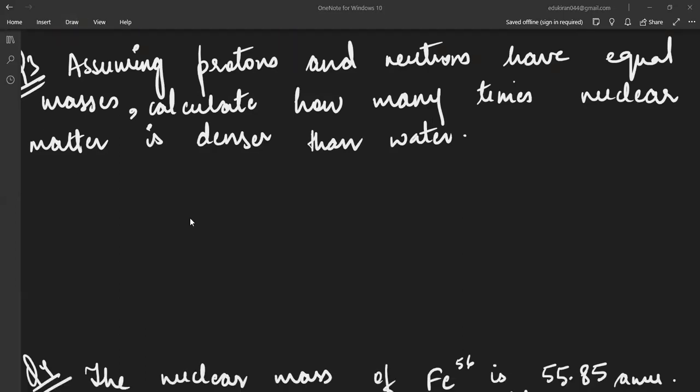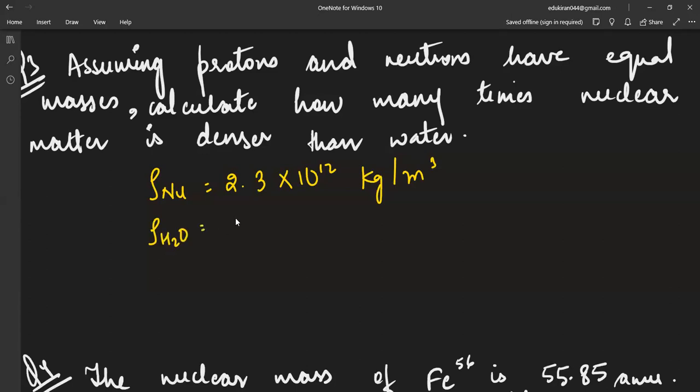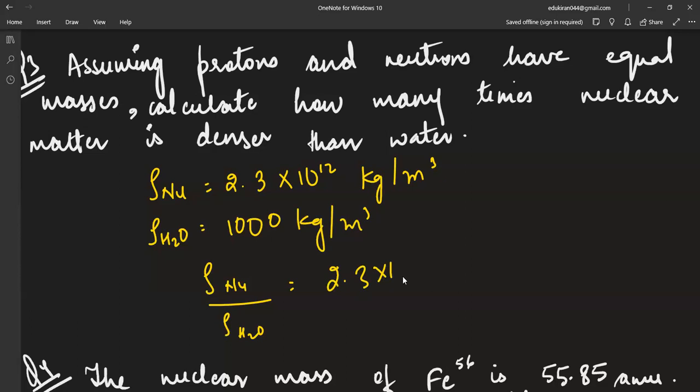It says that assuming protons and neutrons have equal masses, calculate how many times nuclear matter is denser than water. See, density of nucleus, I told you this value is fixed: 2.3 into 10 to the power 17 kg per meter cube. This value is fixed. When we are talking about density of water, that also we know it is 1000 kg per meter cube. So basically we have to find this ratio only.